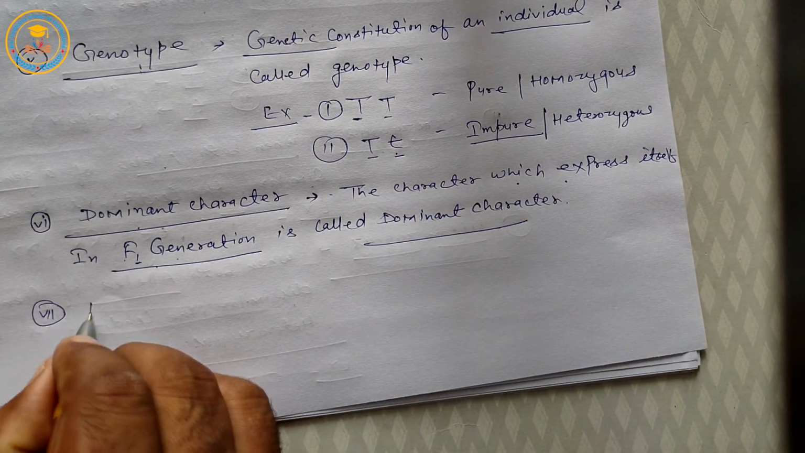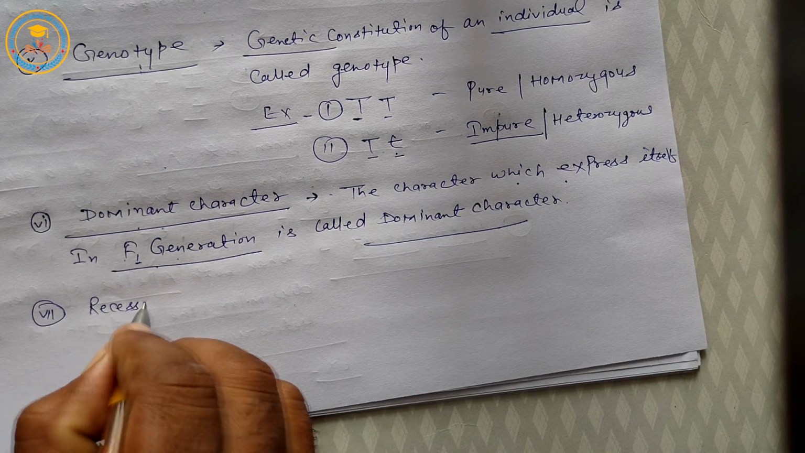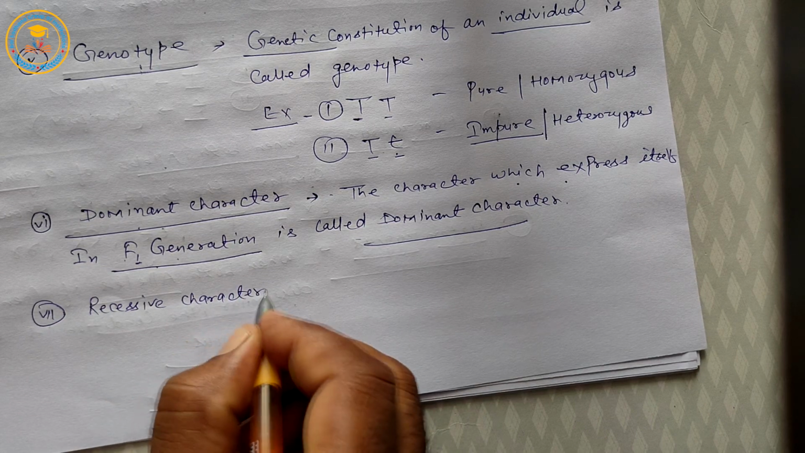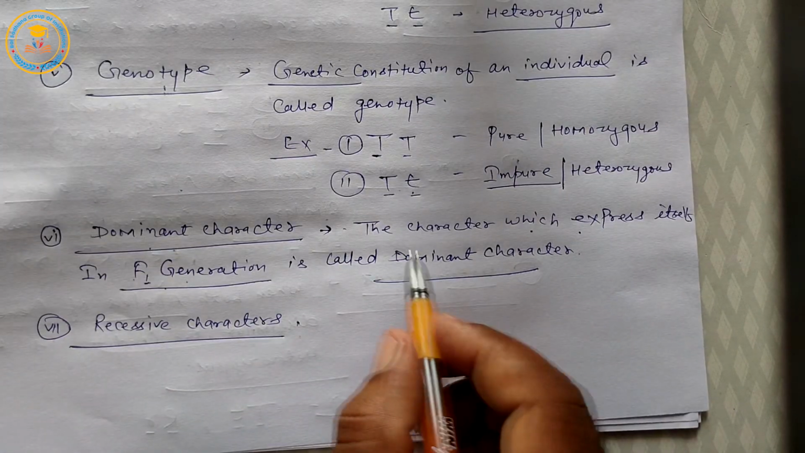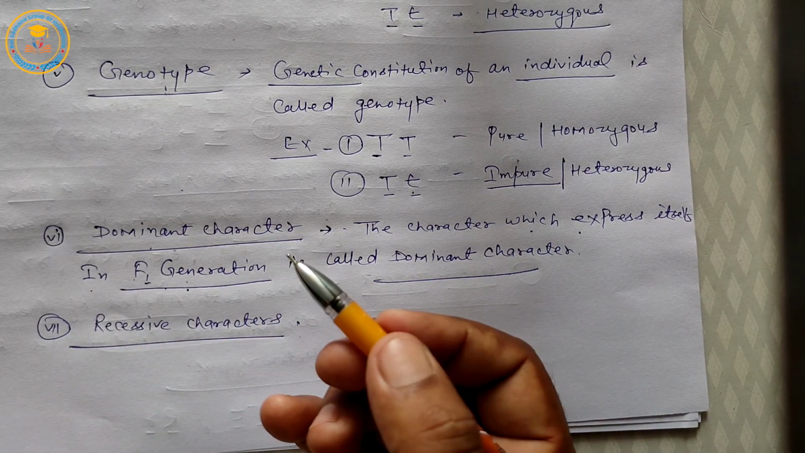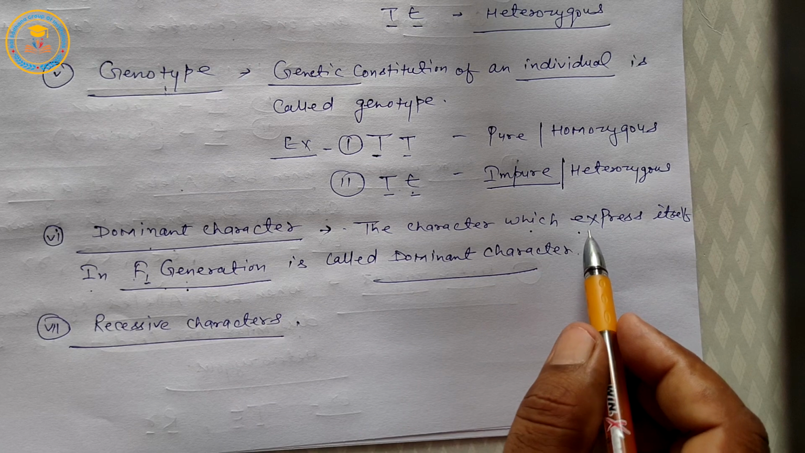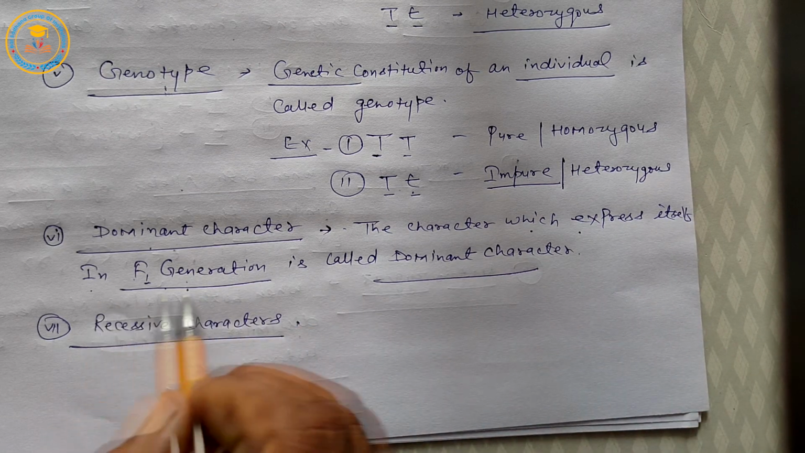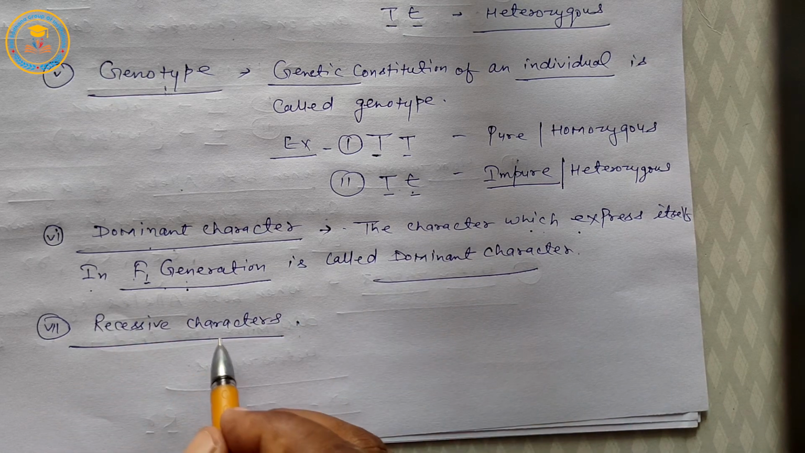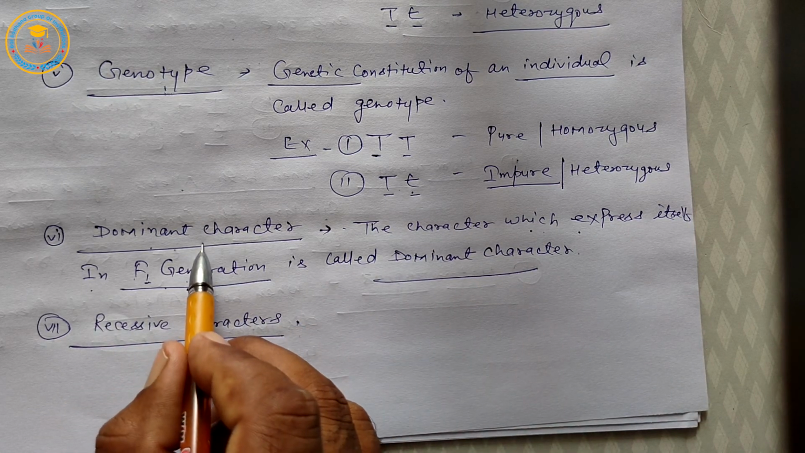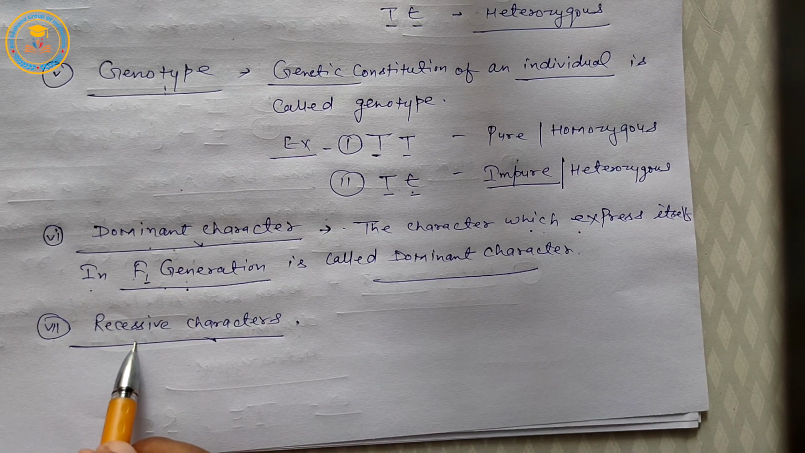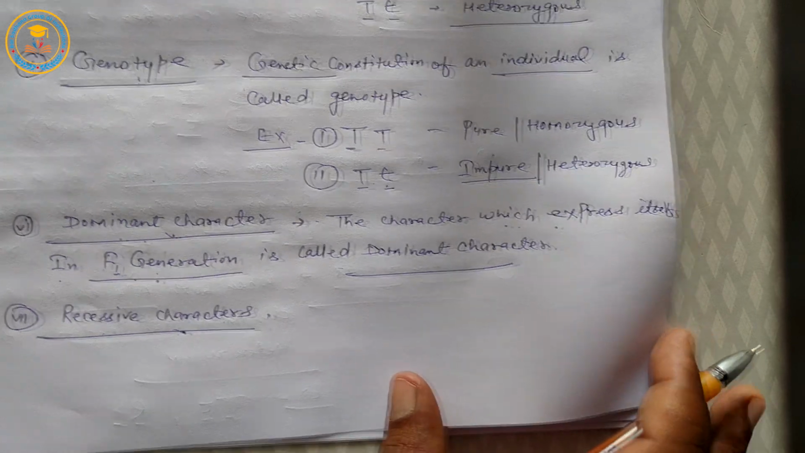Next, just opposite, recessive characters. Once again, the character which expresses itself in the F1 generation is called dominant. Just opposite, the character which does not express in the F1 generation is called recessive. If it does not express in the F1 generation, it means a recessive character.